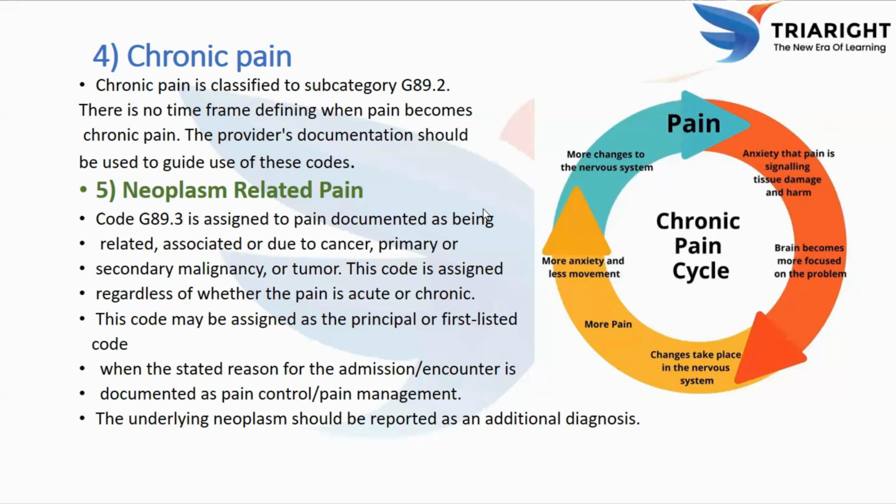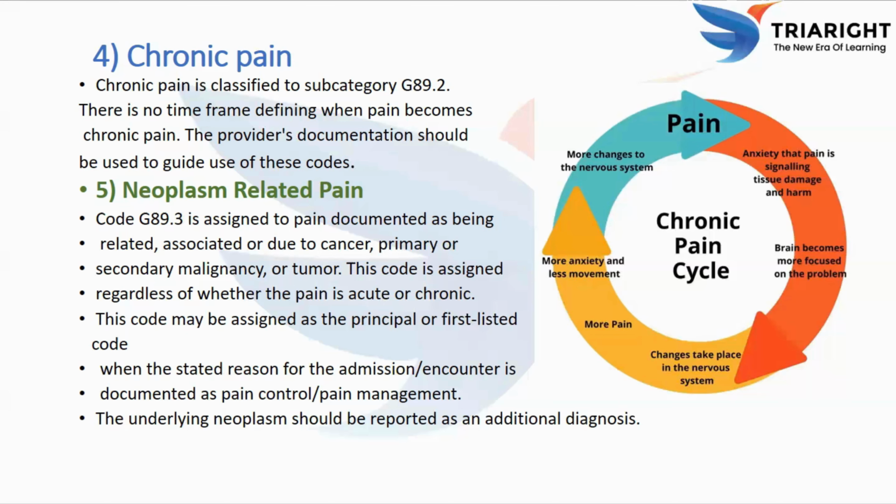Then coming to neoplasm related pain, you have to code G89.3. You use this code when the pain is related to cancer, when it is associated with a tumor, or due to primary or secondary malignancy. This code works for both acute and chronic pain, right? When neoplasm related pain is the principal diagnosis, you use G89.3 as the first listed code, when the main reason for the patient visit is pain control or pain management due to cancer. For example, opioid adjustment, nerve block, or palliative care.